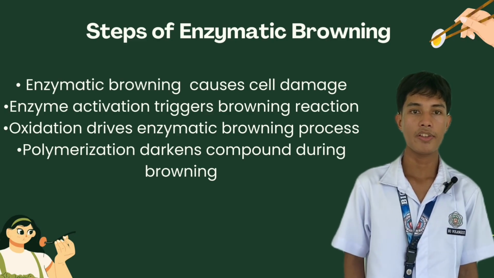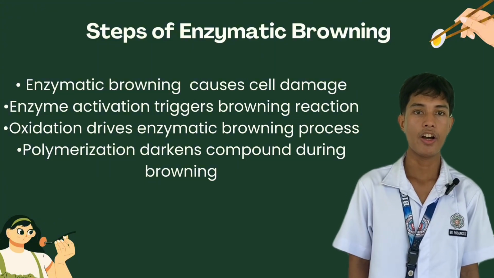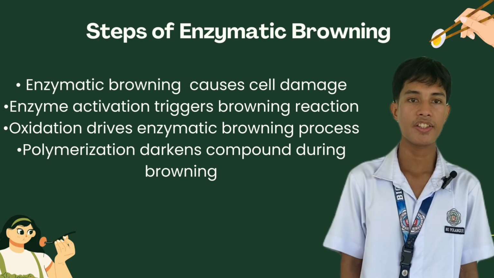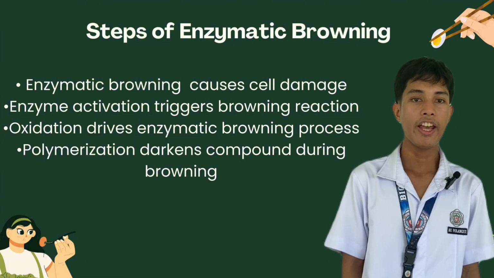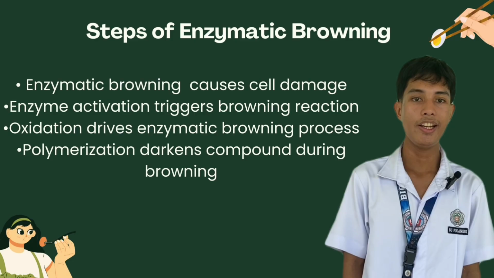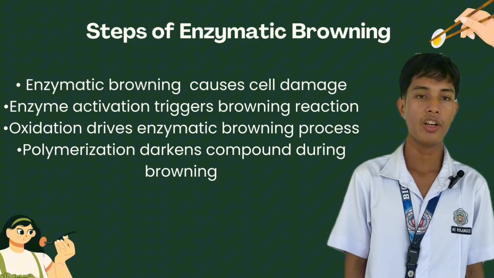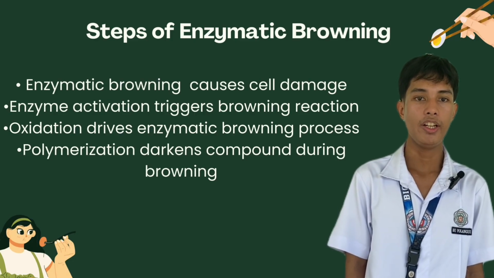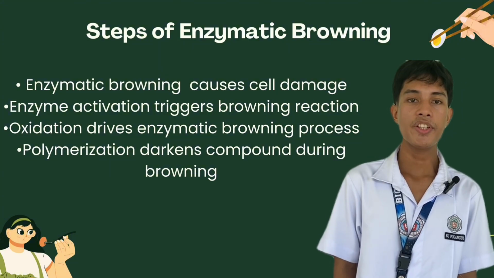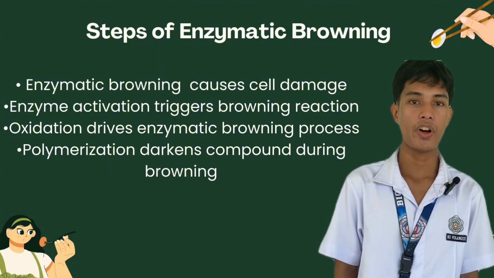The third step is oxidation. Once activated, PPO catalyzes the oxidation of phenolic compounds. This oxidation process converts the phenolic compounds into quinones. And the last step is polymerization. Quinones are highly reactive and unstable compounds. They quickly undergo polymerization, where they combine with each other and with amino acids or proteins. Each of these steps is crucial in the enzymatic process.